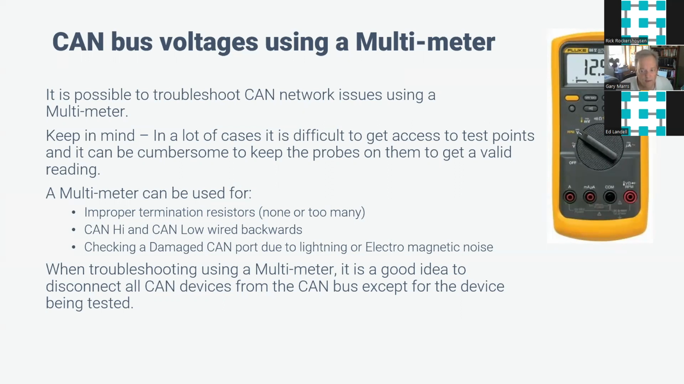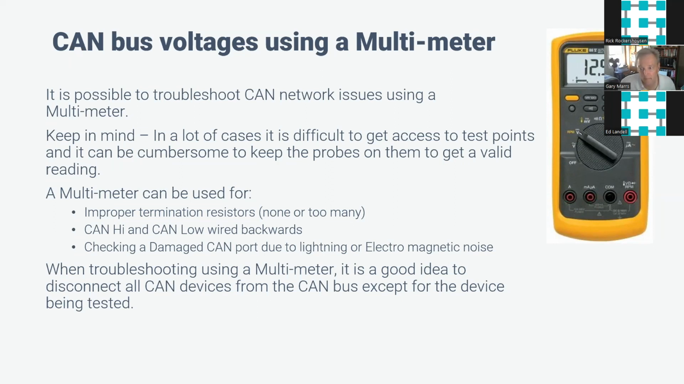The other complication with a multimeter is to check termination resistance or to actually validate a CAN transceiver. In a lot of cases, you have to power down the network and disconnect the node from the network itself. So using a multimeter can work, but it's not always the most user-friendly way to troubleshoot a CAN network.